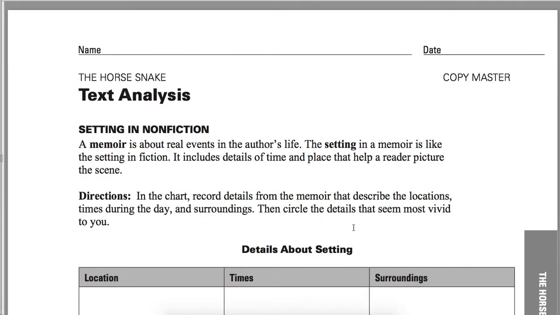Here is what you're going to do while you read. You're going to be finishing the text analysis. So, it says here, and some of this might be repetitive, a memoir is about real events in the author's life. The setting in a memoir is like the setting in fiction. It includes details of time and place that help a reader picture the scene.